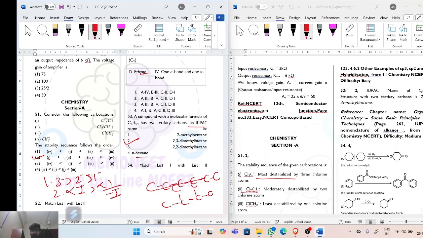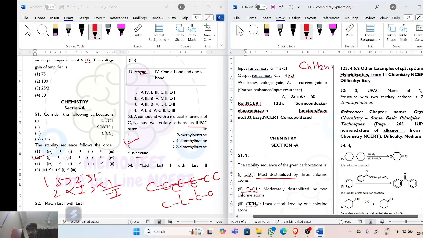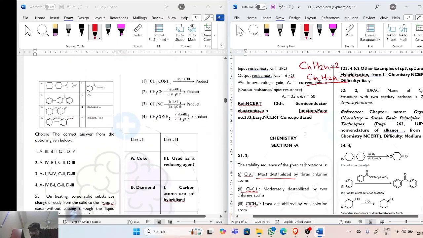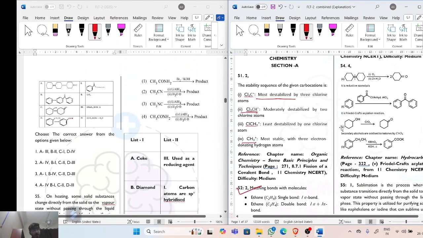If it asked for its general formula, then we can directly say we have the general formula CnH2n+2 for alkanes and CnH2n for alkenes. Like this we can comment on the general formula. Now let's come to question number 54. Question number 54 is a match-the-column question, and we have to match column A with column 2.